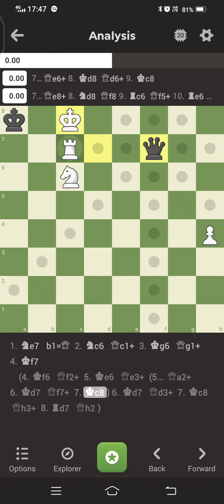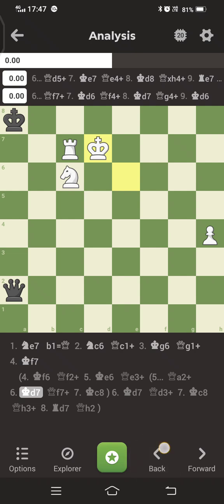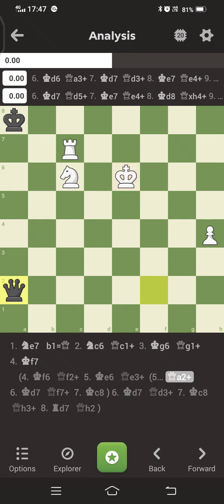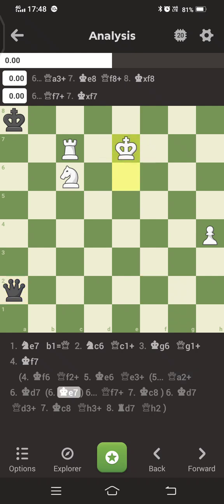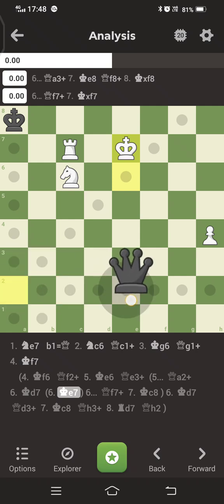So again, let's go back, and queen gives this check, and let's assume that instead of going to previous square, white king goes here. Now queen cannot give diagonal check. Now the only way queen can give check is moving horizontally, and you give this check.